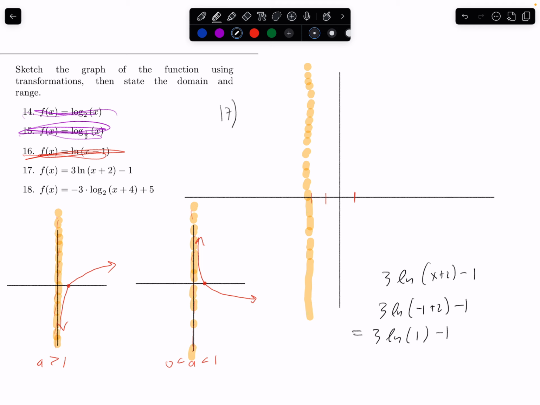So our shift was 2 to the left first, right? This is a shift 2 to the left, but then I forgot to do the minus 1. So 1, 2, and also 1 down. 1 down. That's the one we forgot. So 2 to the left, 1 down. Okay, so that's the point. All right. Now that makes sense.